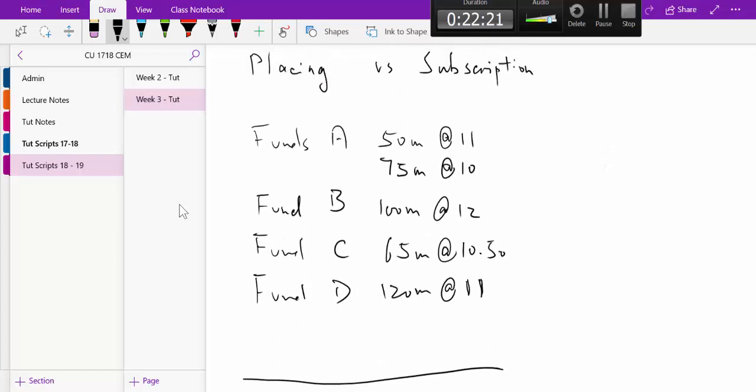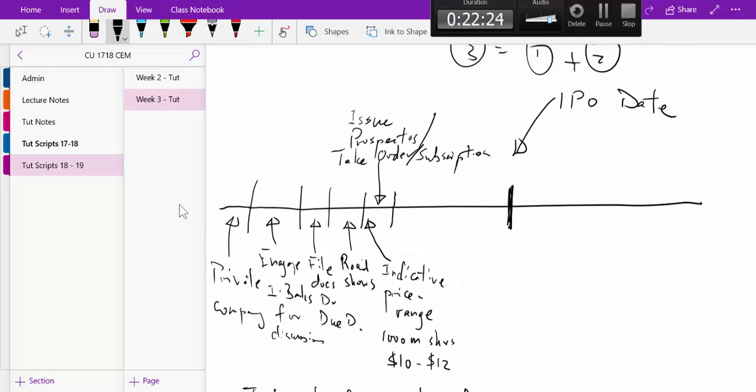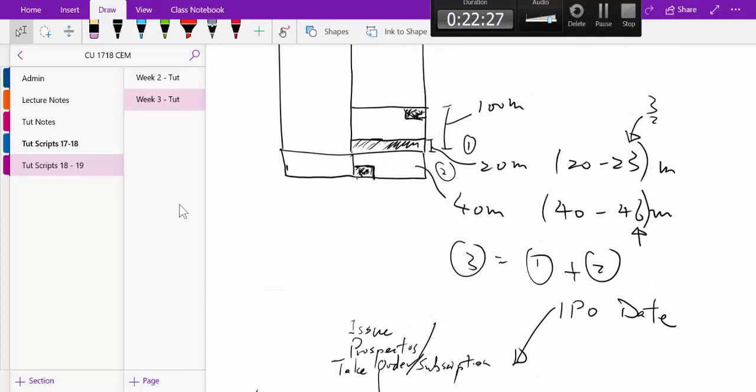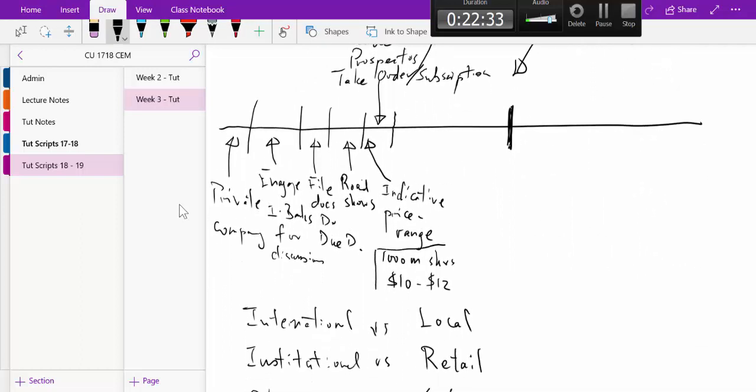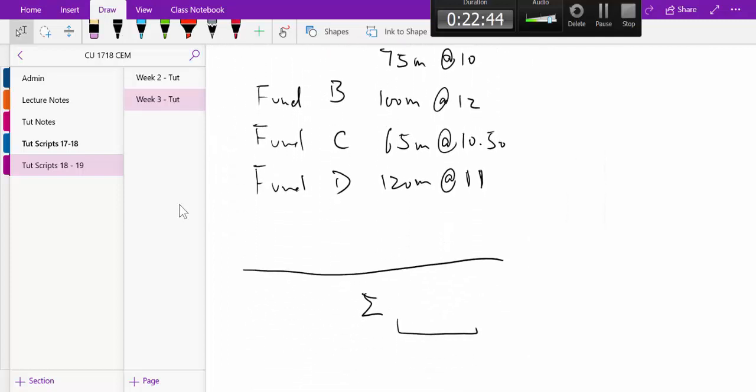Now, I said to you above that the IPO is for 1,000 million shares. I said that, okay? And then the indicative price is between $10 and $12. Now, when I say 1,000 million, okay, 1,000 million. So first of all, by law, you are allowed to increase that to up to 15%, which will make it 1,150.